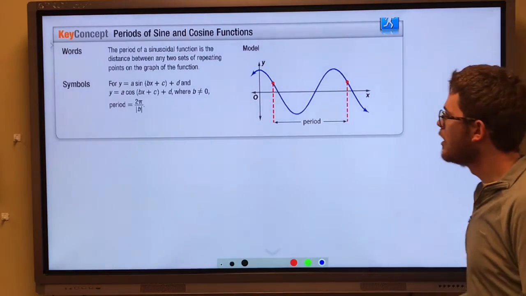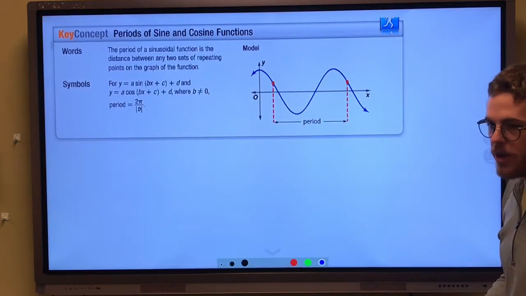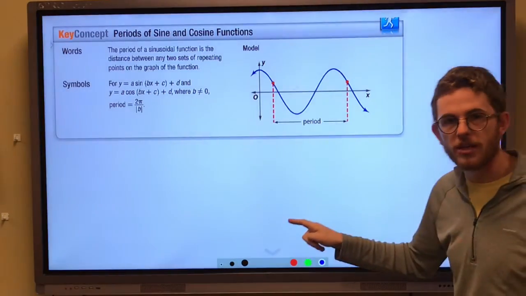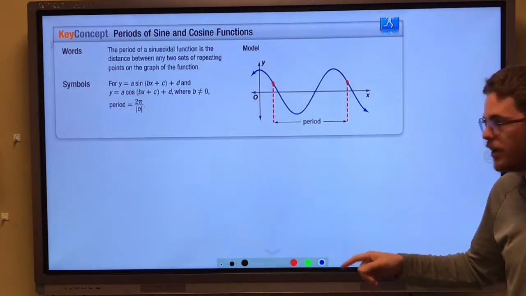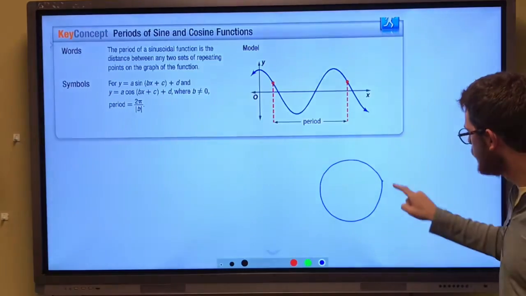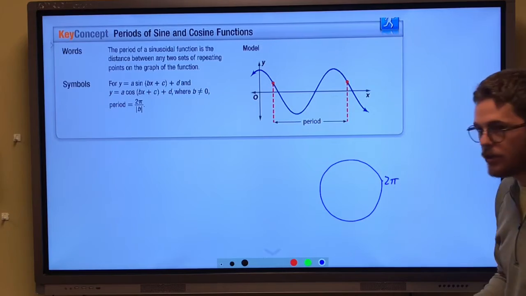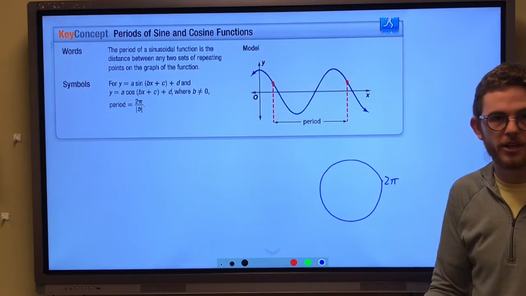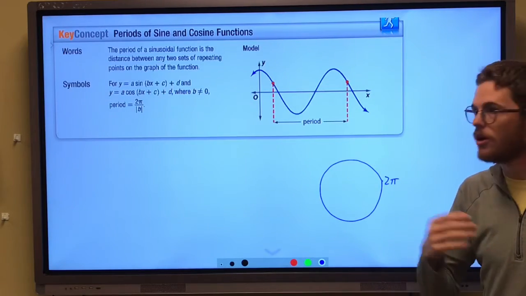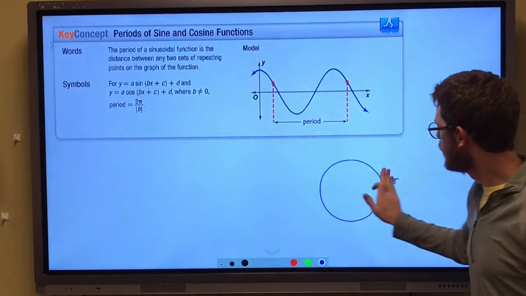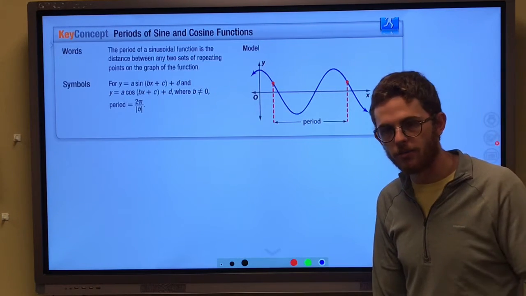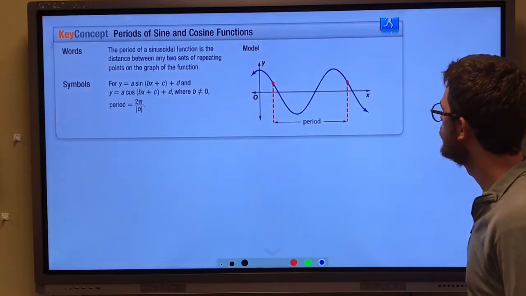All right? And if you think about your unit circle, how long until we just start getting the same values for sine and cosine? That is the full circle. That is going to be 2 pi until we just start getting the same sine and cosine values out again. Every 2 pi, we do the same thing over and over again. So the natural period is 2 pi for sine and cosine.